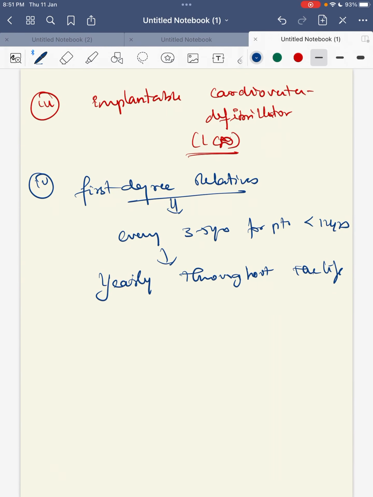In the next video I will cover, since it is a too lengthy one, restrictive cardiomyopathy. That will be a very short topic.